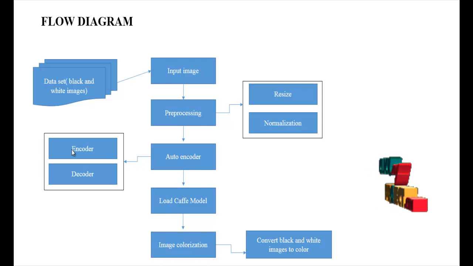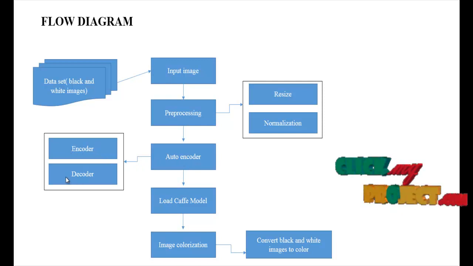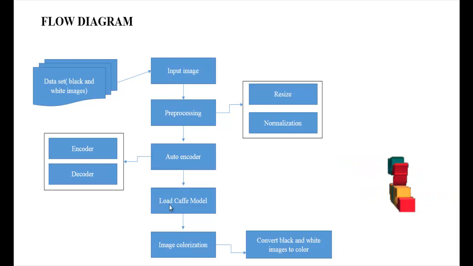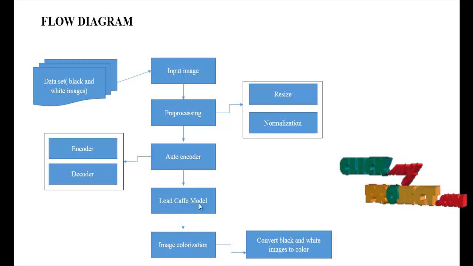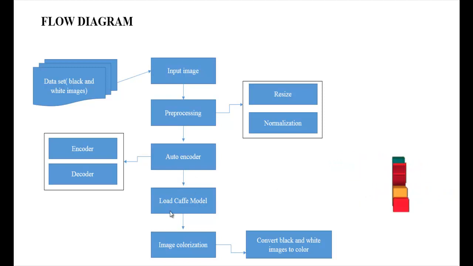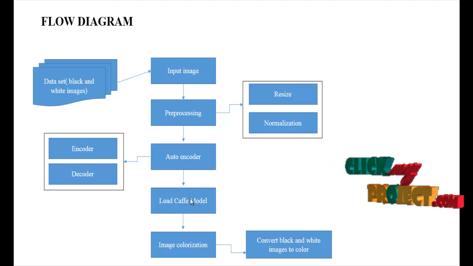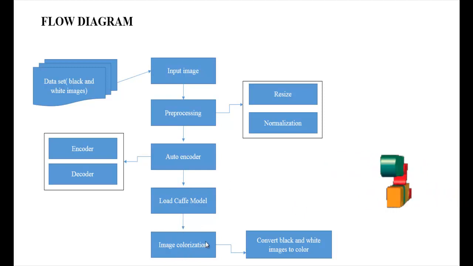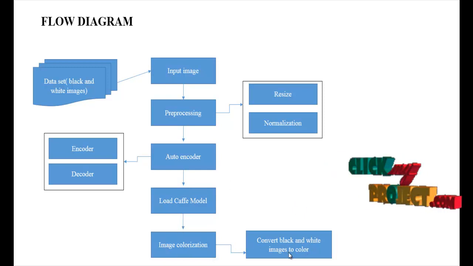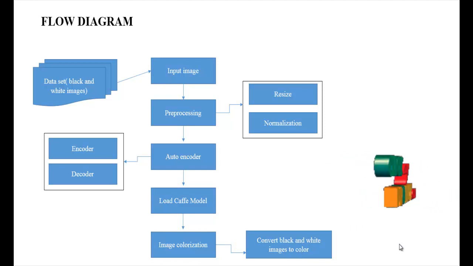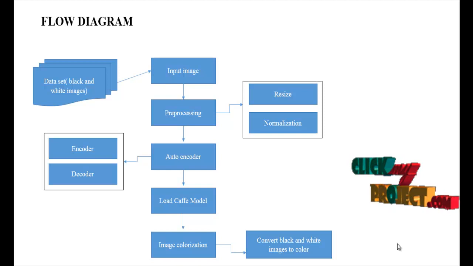In this step, we have to use the encoder and decoder. After it performs, we have to load the Caffe model. With the help of Caffe, we convert the black and white images to colorized images. So in image colorization, in this step we have to convert black and white images to colored, and then we have to remove any scratches from the input image.